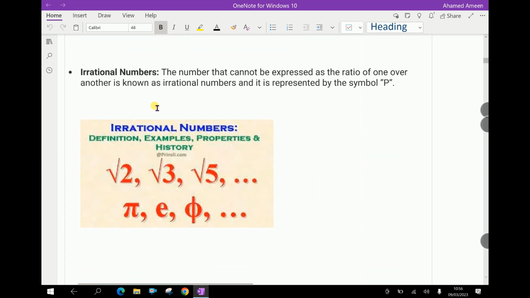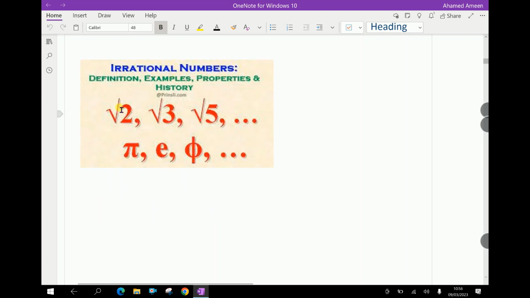Next, irrational numbers, the opposite of rational numbers. That is, numbers that cannot be expressed as the ratio of one over another are known as irrational numbers, and they are represented by the symbol P. Look at this irrational number, square root of 2. Suppose we express this number as a decimal, it won't end. That means the pattern will not repeat. That is, square root of 2 is 1.412, and it goes on, but never ends and never repeats the pattern. Pi is a very good example of an irrational number.